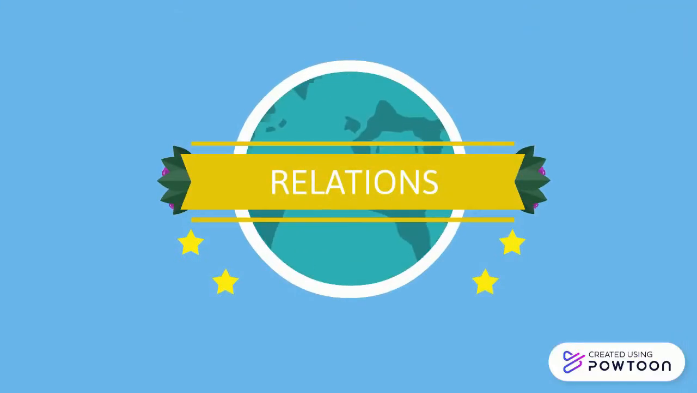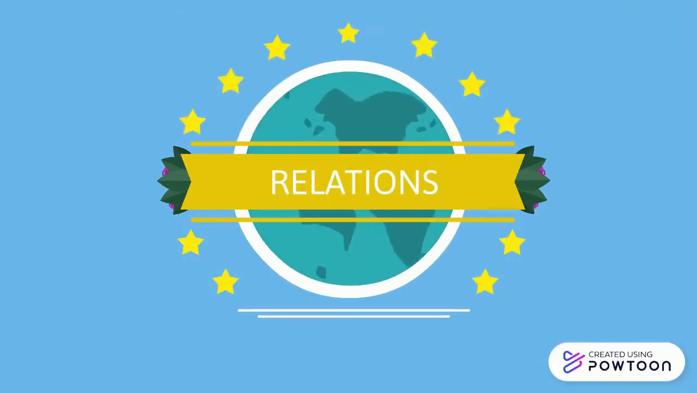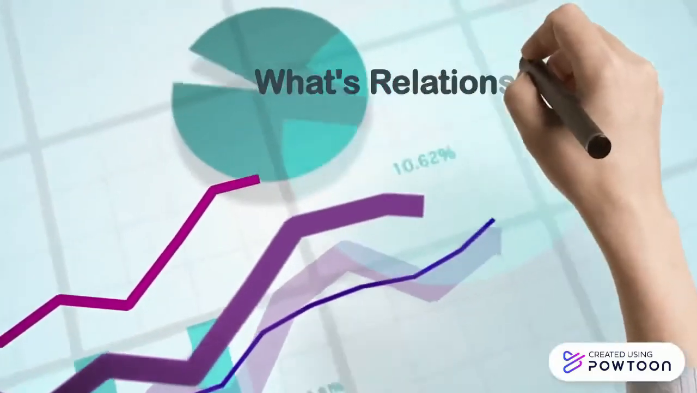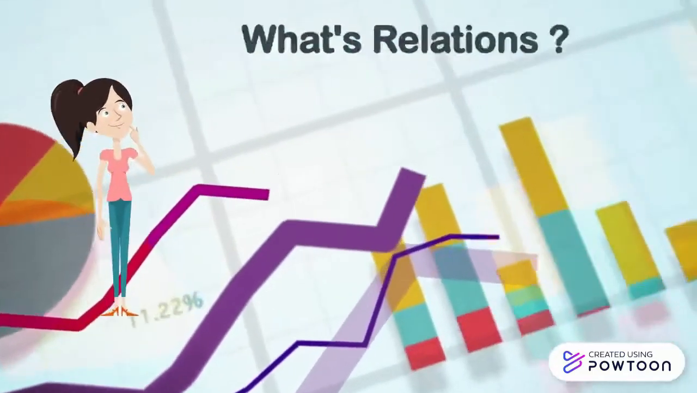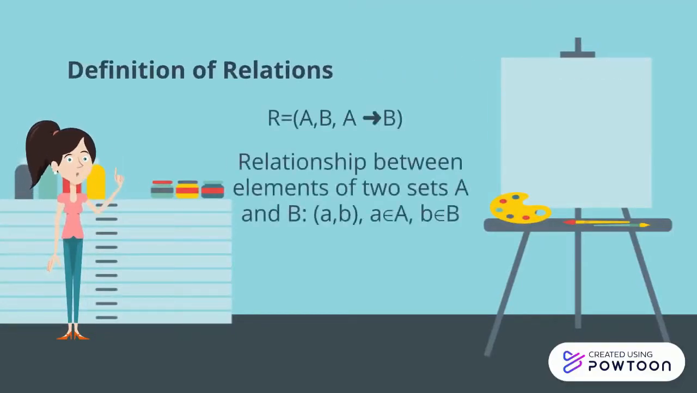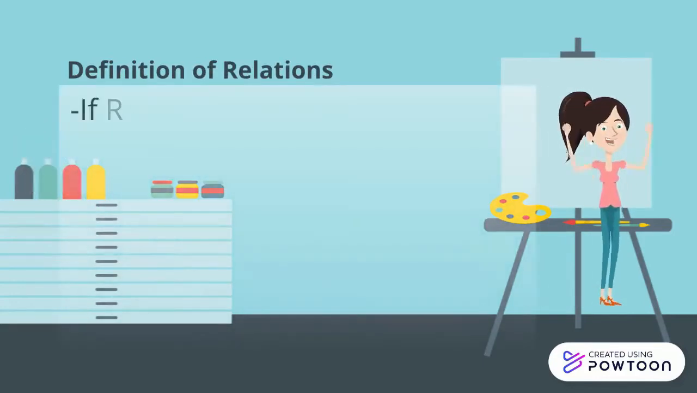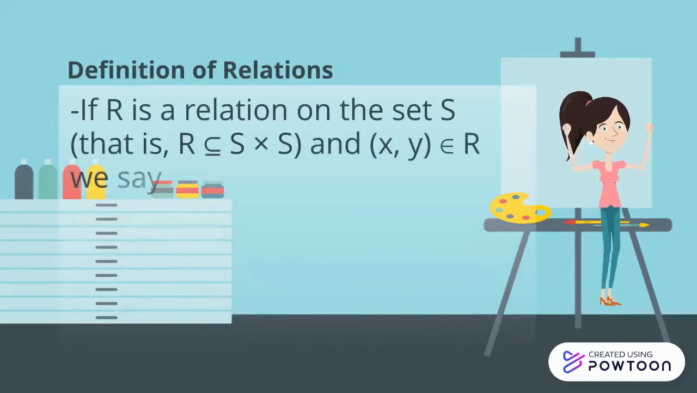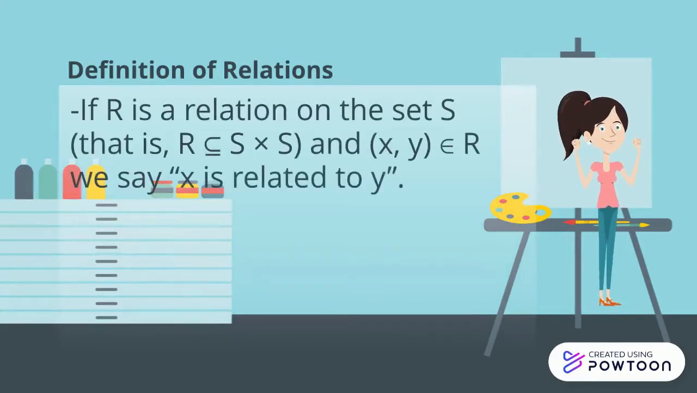Hi everyone, now let us look into our topic today, relations. What is actually a relation? Basically, a relation is defined as the relationship between elements of two sets, A and B, where a is an element of A and b is an element of B. If R is a relation on the set S, that is, R is a subset of S times S, and (x, y) is an element of R, we say that x is related to y.